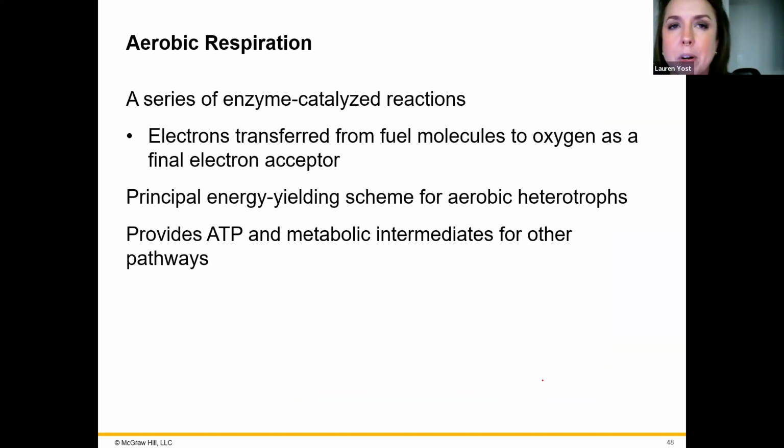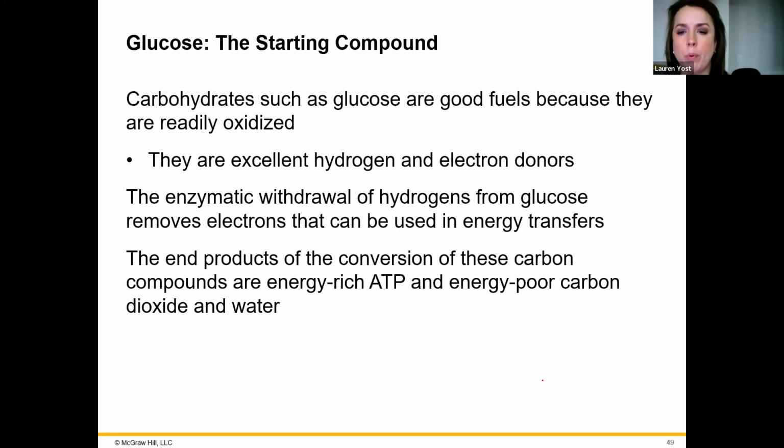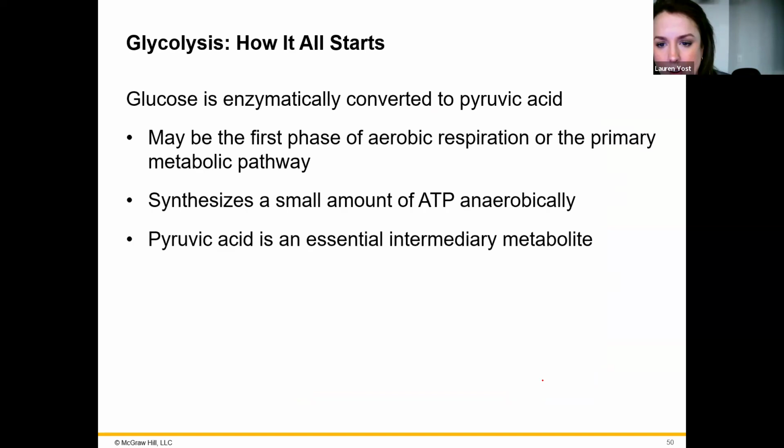Aerobic respiration, we got a bunch of enzymes doing a bunch of work, changing up a bunch of molecules, breaking up a bunch of bonds, and harnessing that energy. That's really what's going on here. So let's get into that.